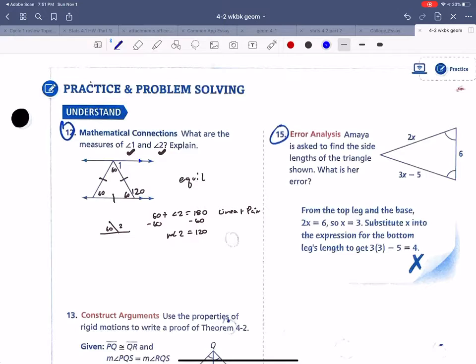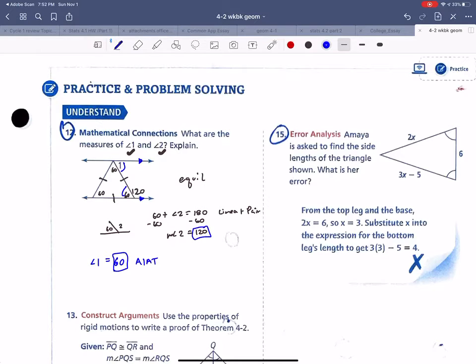Now, this is bringing in some stuff from a previous chapter. I love it. Here, I could get this 2 ways. I could see that angle 1 makes a Z here, so that's alternate interior angles. Angle 1 is equal to 60 because this angle and this angle have to be equal. Alternate interior angle theorem. So angle 1 is 60 and angle 2 is 120.